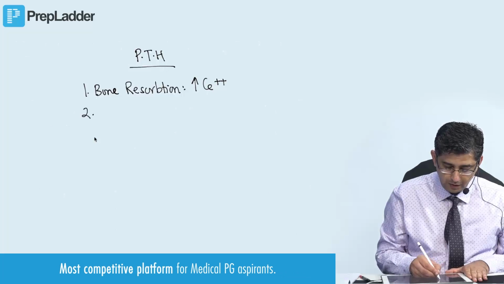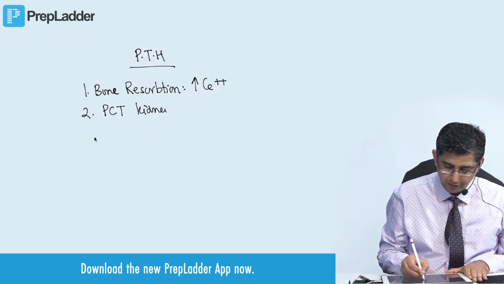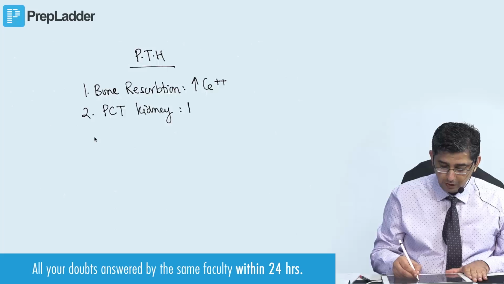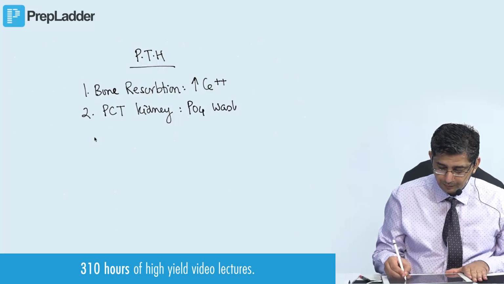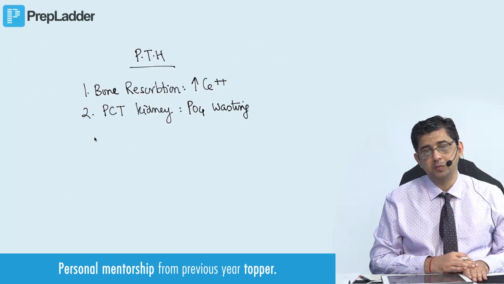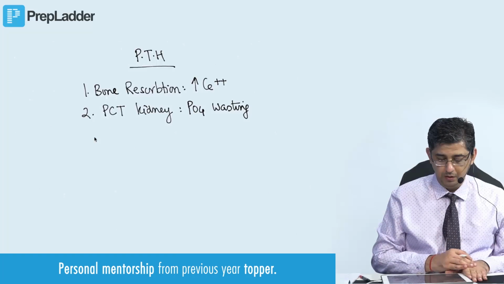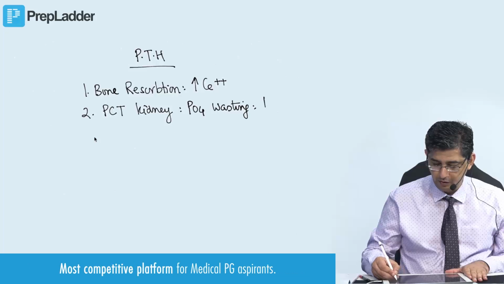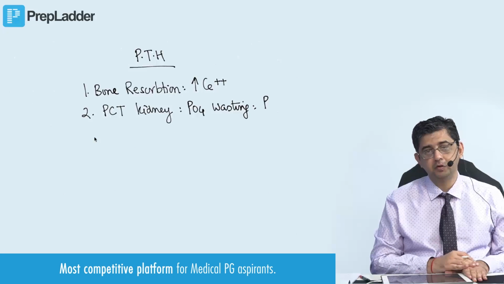The second action is that it will act on the proximal convoluted tubule of the kidney, and it causes phosphate wasting. This will form the essence of the majority of MCQs. You need to remember that the PTH hormone affects the proximal convoluted tubule of the kidney, and it is responsible for phosphate wasting. So the values of phosphate in the body of the patient will begin to fall.